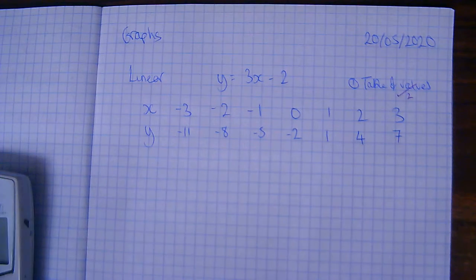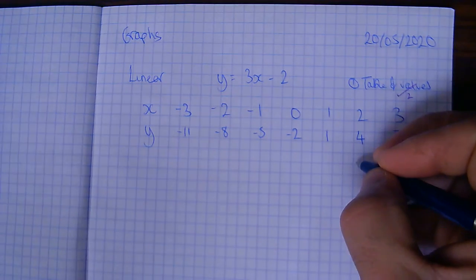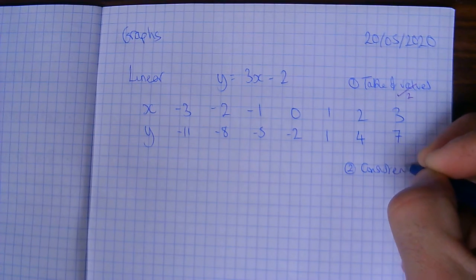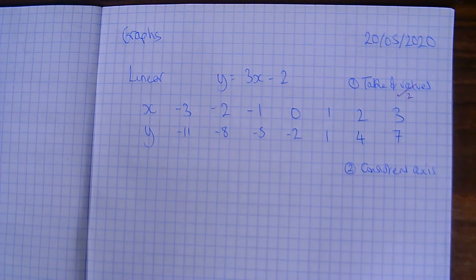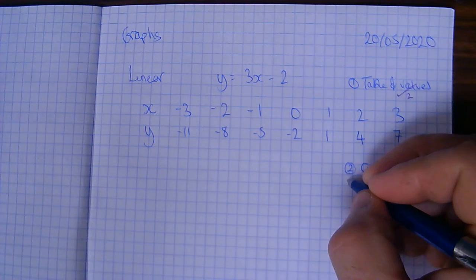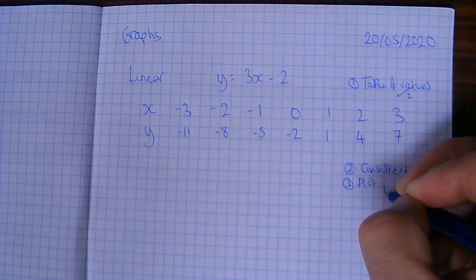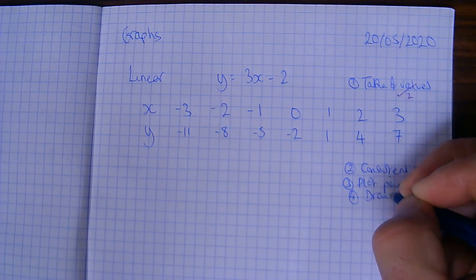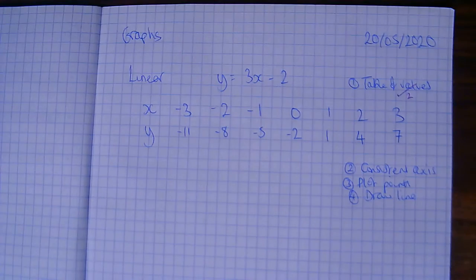The next bit I'm going to do is focus on drawing my graph. So the next thing I need is consistent axes. Now we've talked about this a lot this year. It just means that our gaps are the same. Then we're going to plot our points. Then we're going to draw in our line. Okay, so the next 3 steps all happen at the same time.